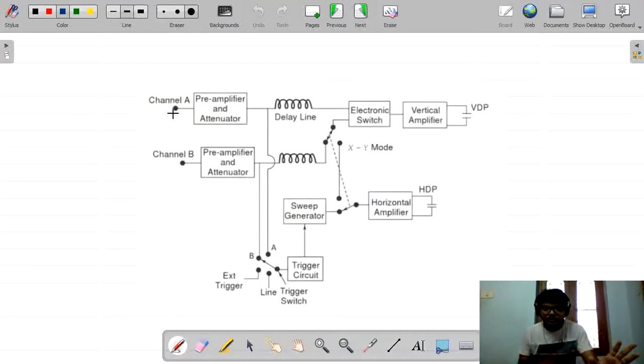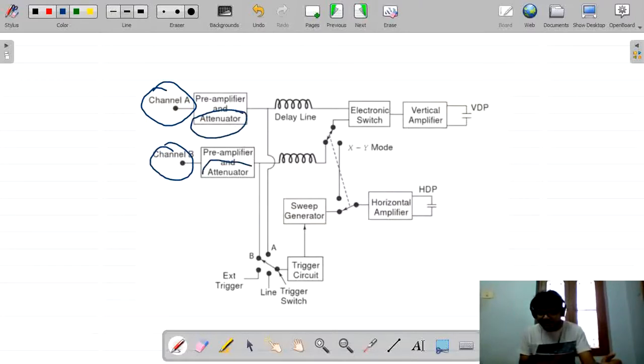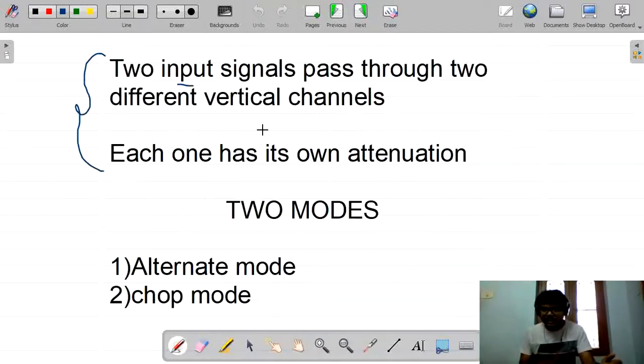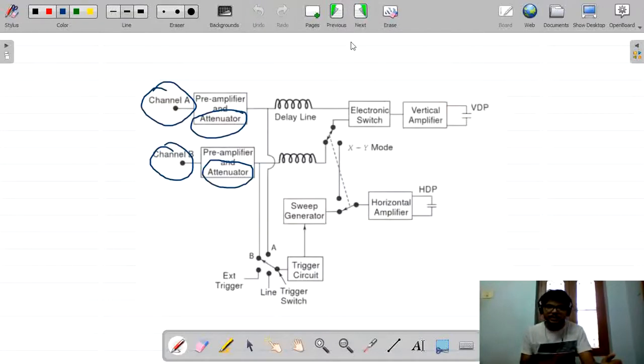From this we can clearly see it is channel A where signal A is sent, and channel B where signal B is sent. They are given to the preamplifier and attenuator. From this we can clearly see that the two signals have different attenuations. This is the point I have written here: each one has its own attenuation. Now from here each has a separate delay line. At this point both signals merge together at the electronic switch. Up to the electronic switch it is a dual channel. From the electronic switch we have a single channel.